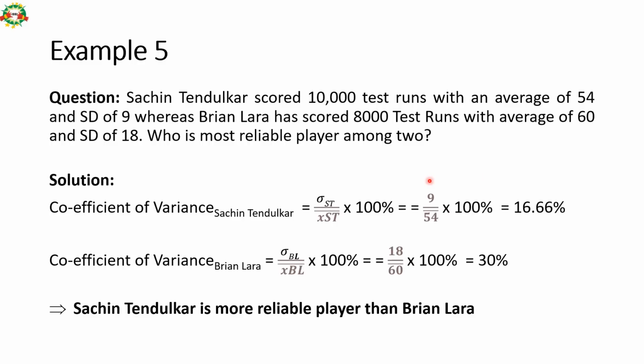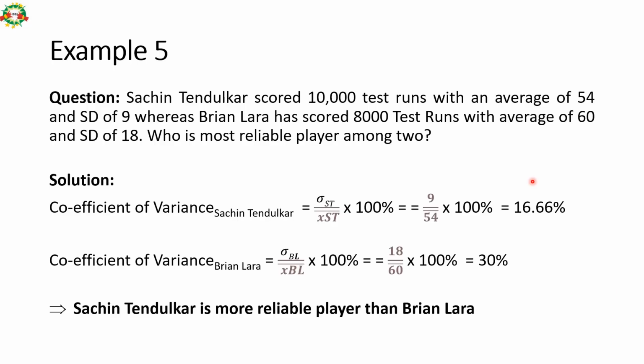Sachin Tendulkar scored 10,000 test runs with an average of 54 and standard deviation of 9, whereas Brian Lara has scored 8,000 test runs with an average of 60 and standard deviation of 18. Who is the most reliable player among the two? This is a real example from the IBBI exam. This question has come in the exam, so a similar type of question may come again.